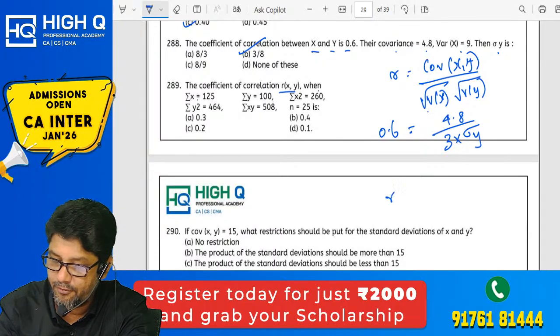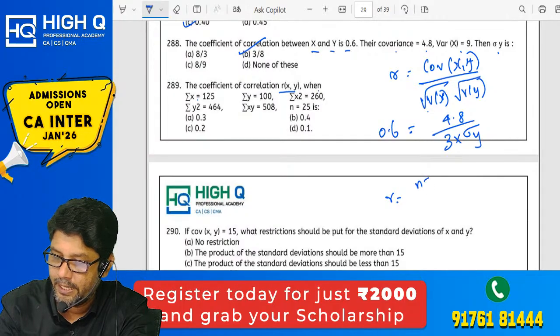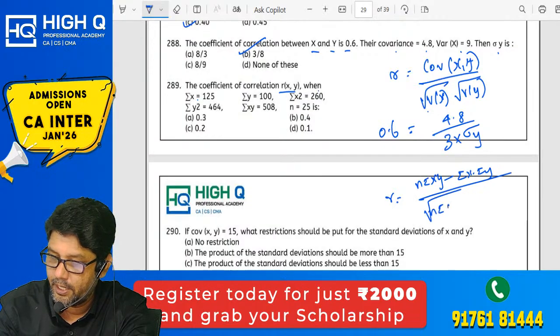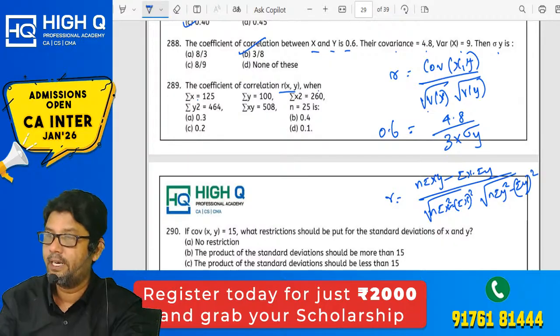The coefficient of correlation R x comma y when... So what is the R formula? Can you do it, my dear? R formula: n into summation xy minus summation x into summation y, divided by root of n into summation x square minus summation x the whole square, root of n into summation y square minus summation y the whole square. Can you substitute and get the answer?